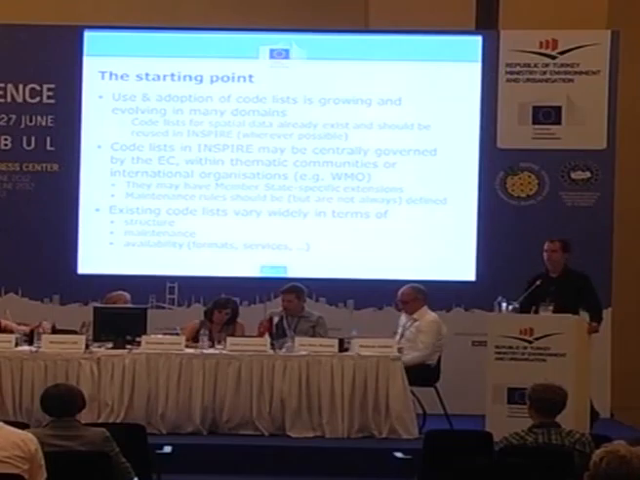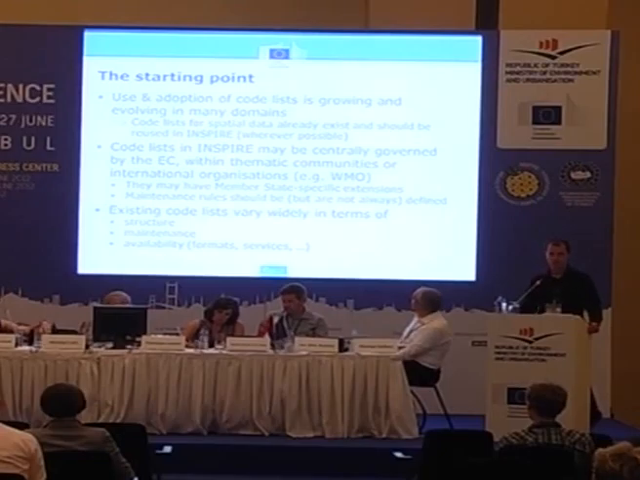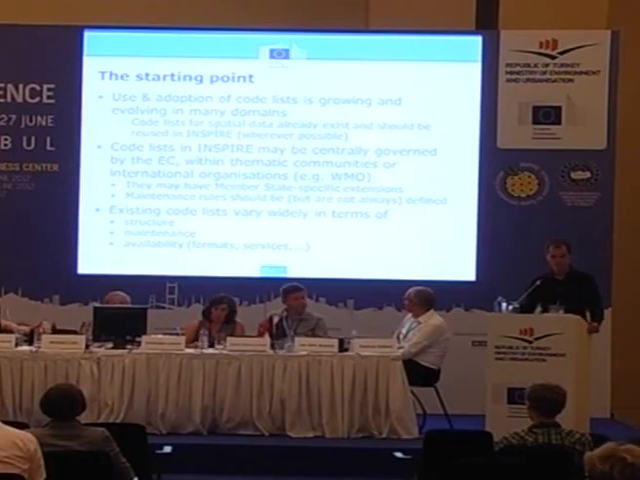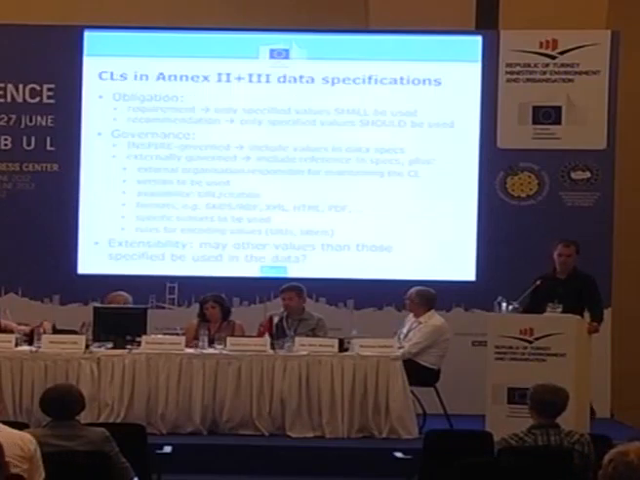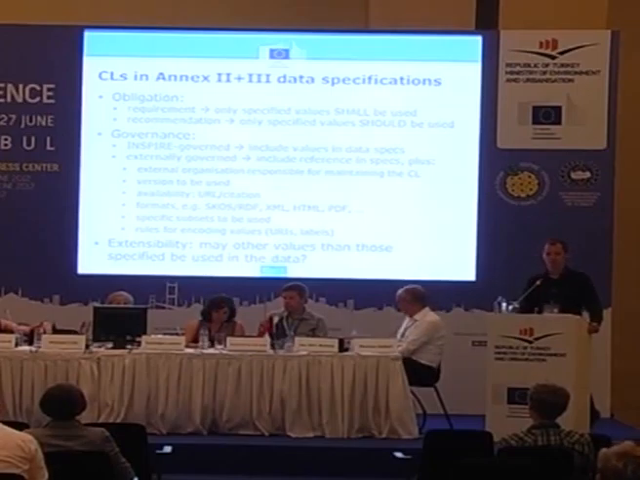So, in summary, we could see that the existing code lists were varying widely in terms of the structure. Some of them were just flat lists, some of them were quite deeply hierarchical, as we've seen in the case of buildings. The maintenance, as I said, was quite different in many cases, and sometimes it wasn't very clear who was managing and who was maintaining what. And then also we had different formats, different services to deal with. So how do we deal with this variety, with this diversity of code lists?